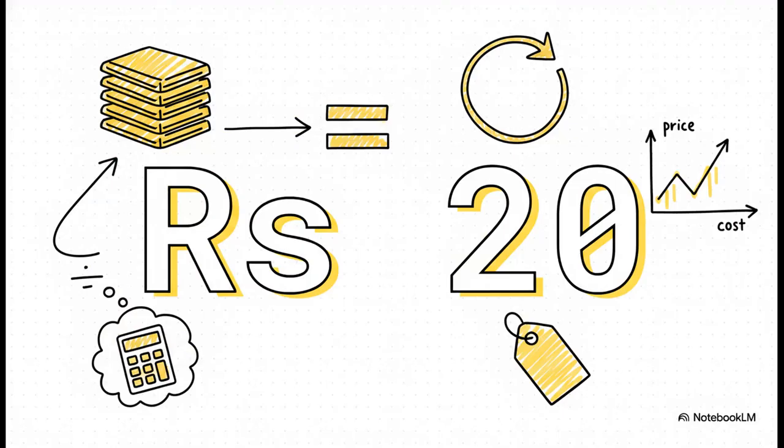Let's put some real numbers to this, okay? If your total cost to produce 40 units is 800 rupees, you simply divide 800 by 40. That means your average cost per unit is exactly 20 rupees. Knowing this baseline is absolutely vital if you want to set a sustainable price.